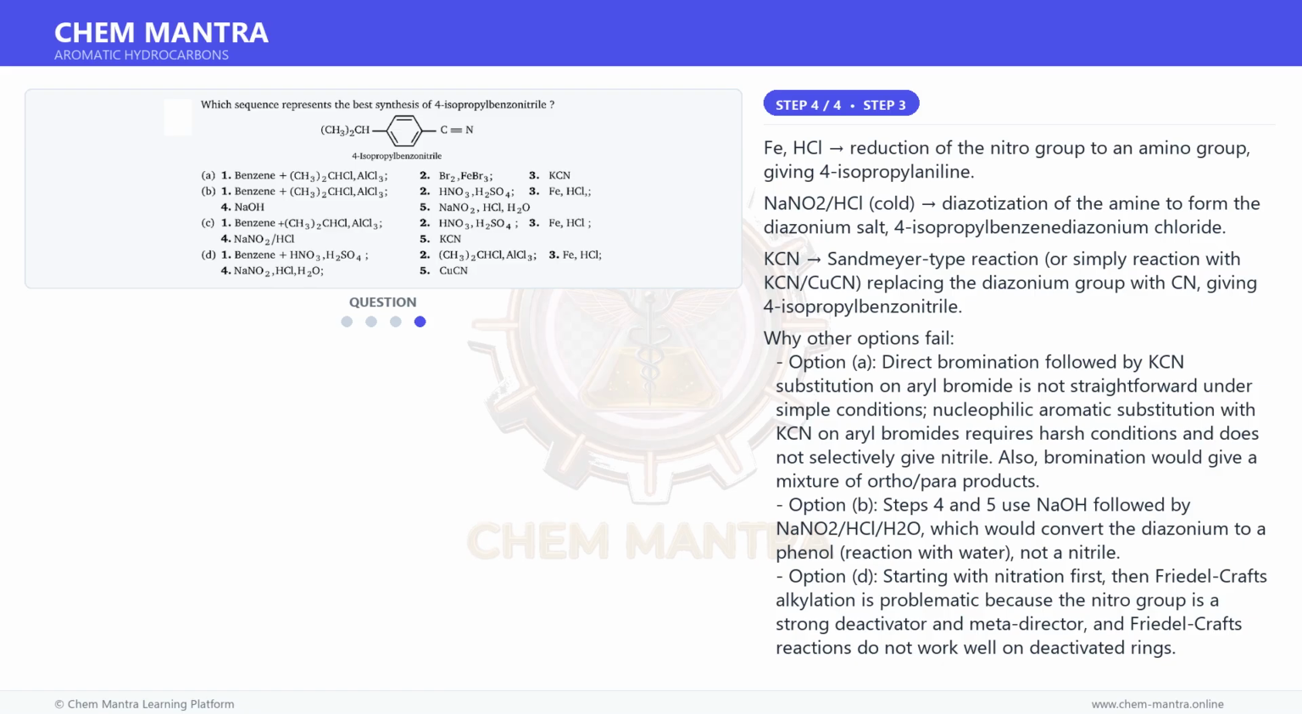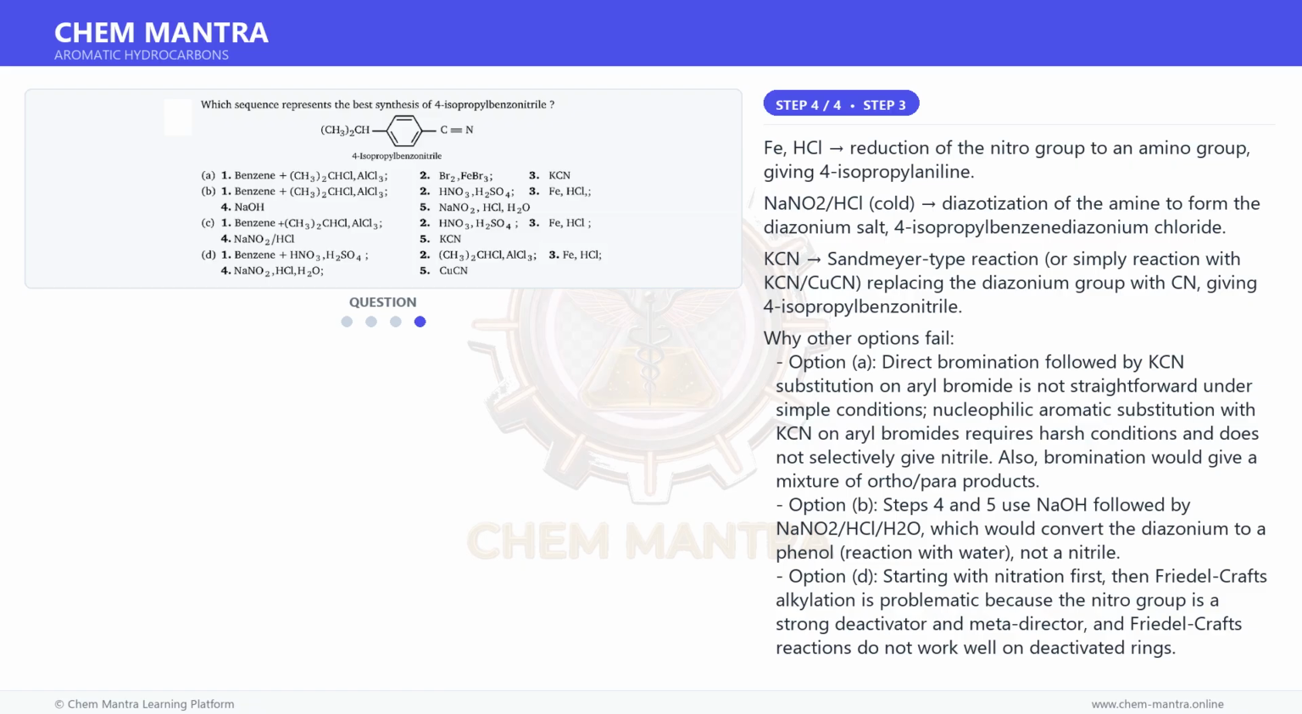Why other options fail? Option A. Direct bromination followed by KCN substitution on aryl bromide is not straightforward under simple conditions. Nucleophilic aromatic substitution with KCN on aryl bromides requires harsh conditions and does not selectively give nitrile. Also, bromination would give a mixture of ortho-para products.